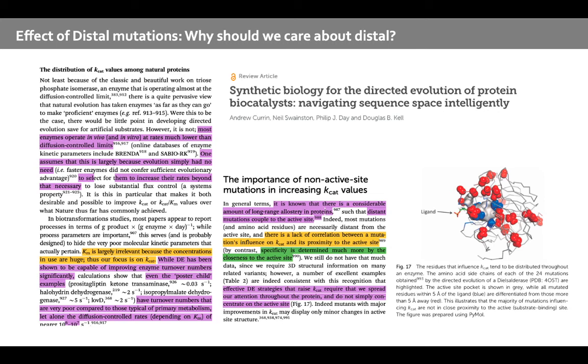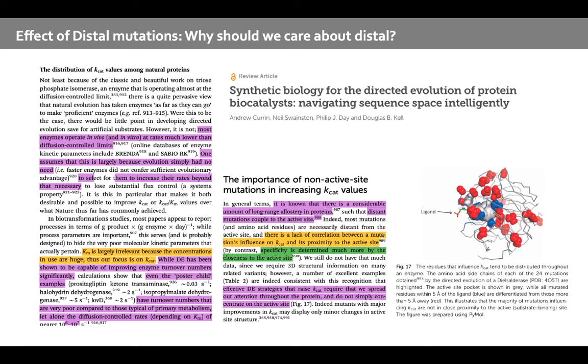Here in the first paragraph, on the distribution of KCAT values among natural proteins, they say that, okay, although we always say that enzymes are the best catalysts, the truth is that not all of them are working that efficiently. They don't have these massive KCAT KM values, all of them. Few of them have, but not all of them. And basically, one assumes that this is because evolution simply had no need to go to higher rates, let's say.